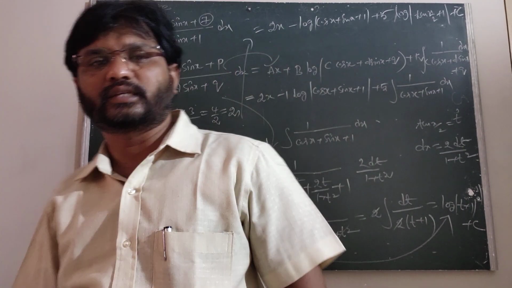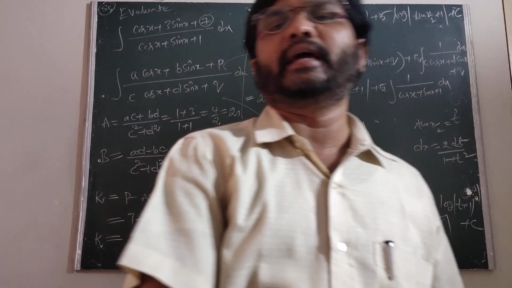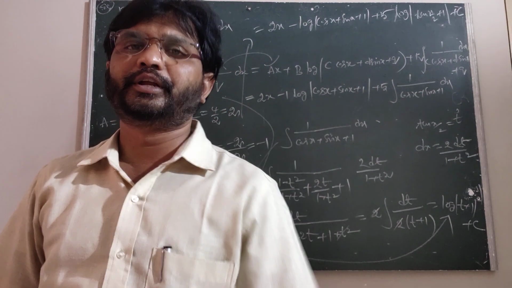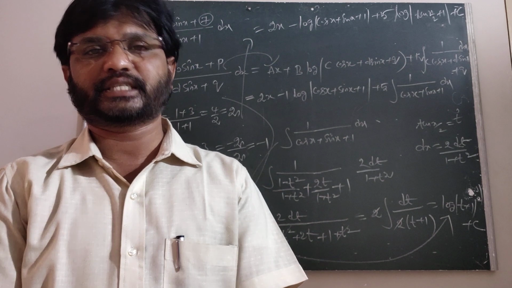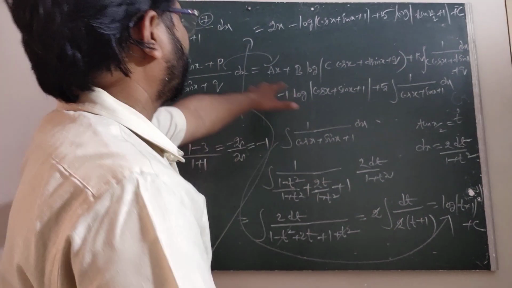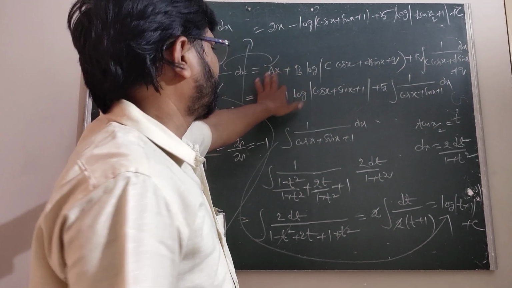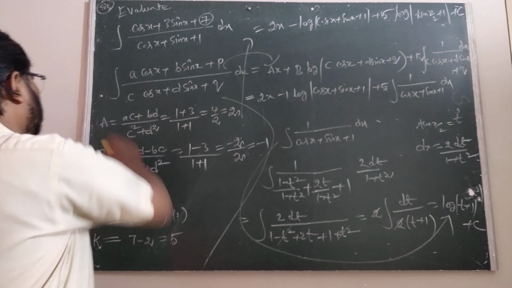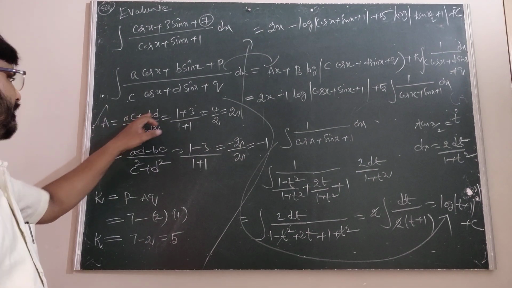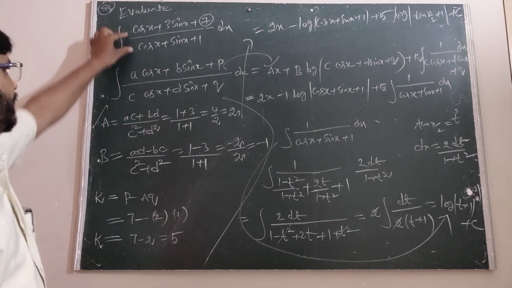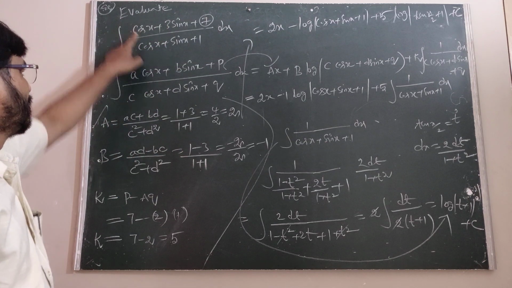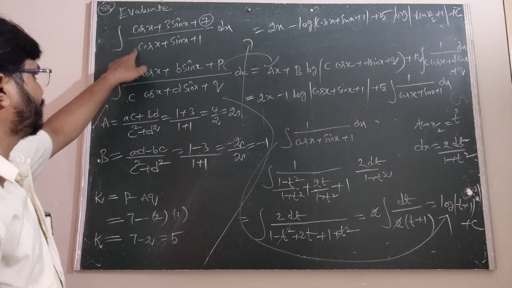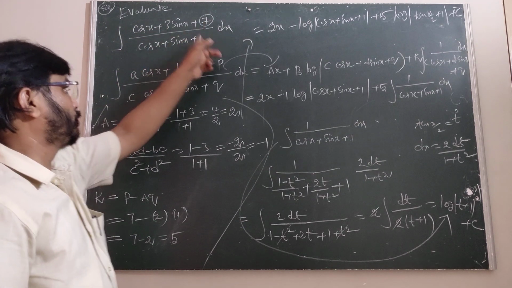How to get this one, sir? We have to take the numerator equal to a into denominator plus b into d by dx of denominator plus k. After that we are getting this one. Is it clear? We know that yesterday the value of a is (ac plus bd) by (c square plus d square). Here ac is 1, bd is 3, c square plus d square is 1 plus 1. A is 1, b is 3, c is 1, d is 1, p is 7, q is 1.